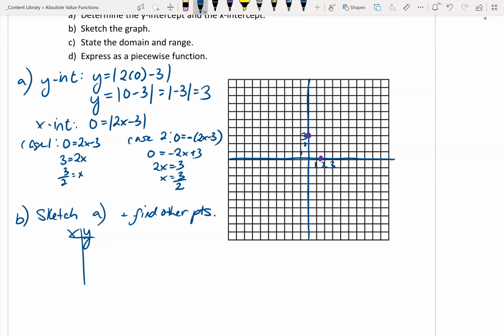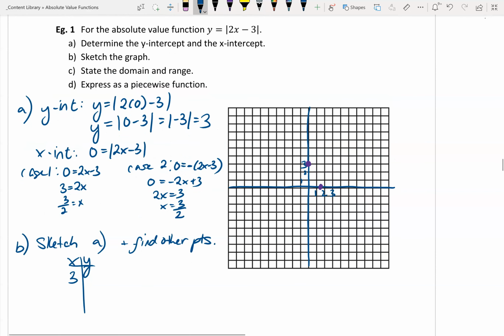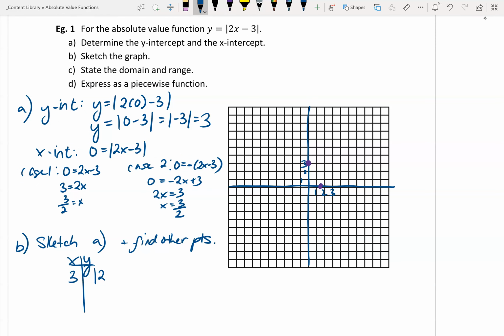Our absolute value function is symmetrical, so if I know that there's a point at (0, 3), that means there should be another point at x equals 3, and we can look for that. Now plug it into my original function, which is the absolute value of 2 times x, in this case 3, minus 3. That's 6 minus 3. The absolute value of 3 is just 3. So we have a point at (3, 3).